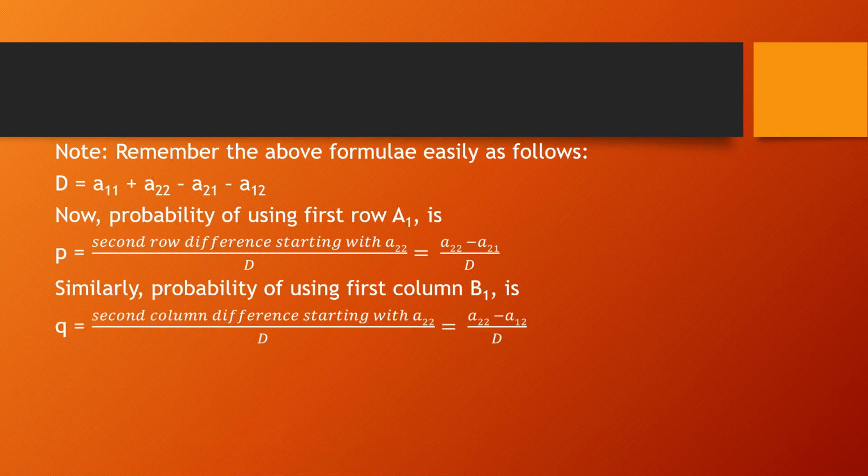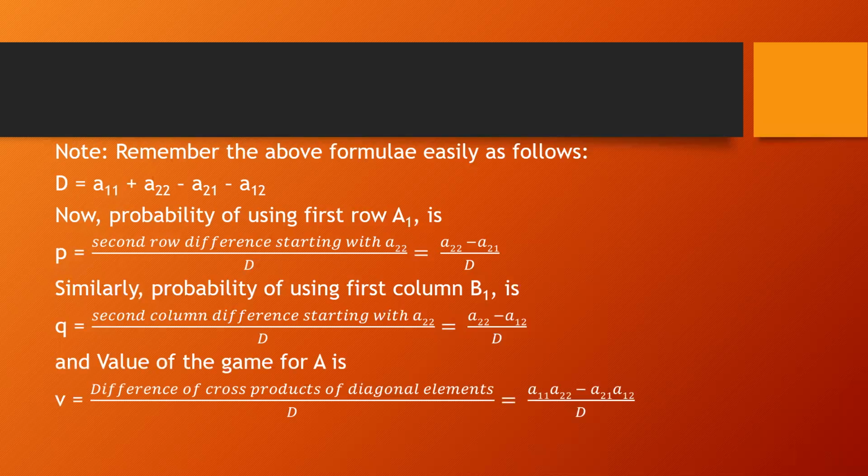Similarly, for Q, it is the second column and not row now. Second column difference starting with A22, so A22 minus A12 divided by D. That is going to give me the value for Q. And we can find out the value of the game as the difference of the cross product of diagonal elements. So it is A11 multiplied by A22 minus A21 into A12 divided by D. So basically we are going to make use of these formulas, and it will be easier for you if you remember them.